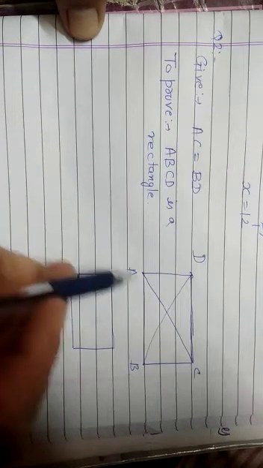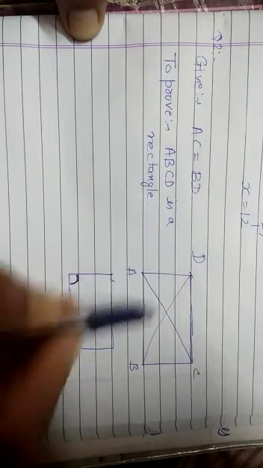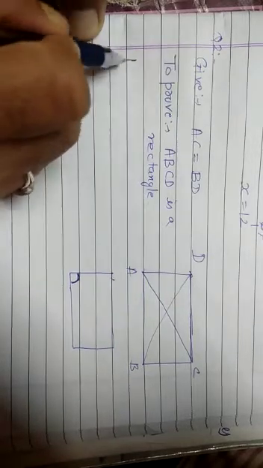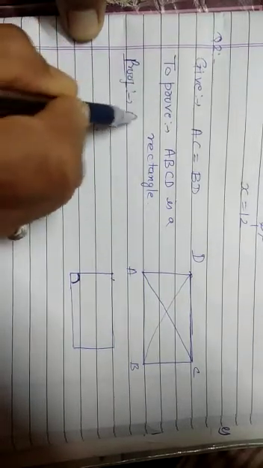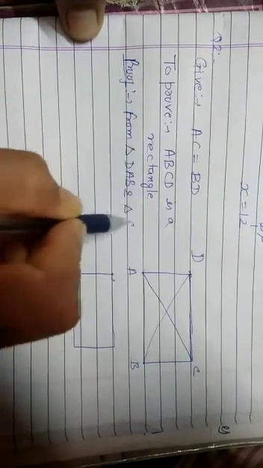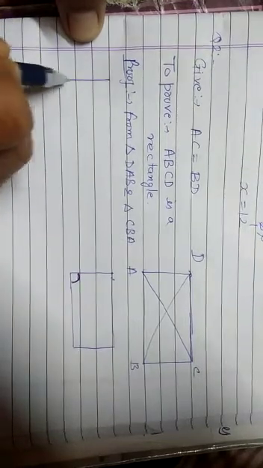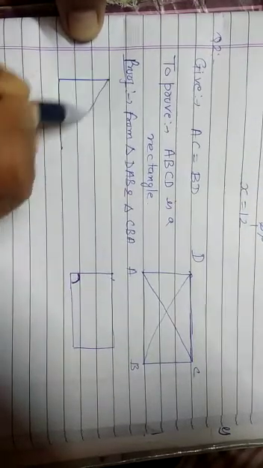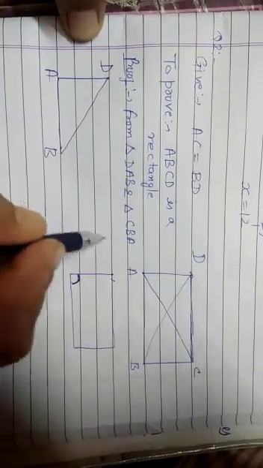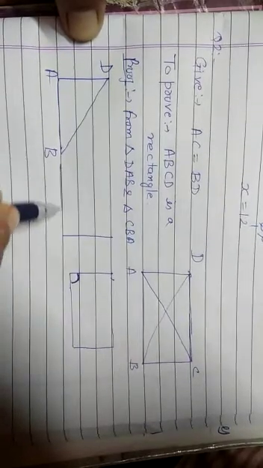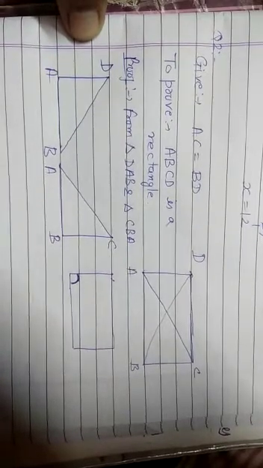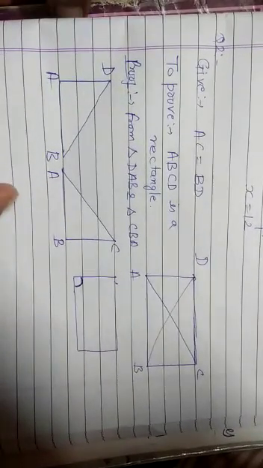So for this, I am taking these two triangles, triangle DAB and triangle CBA. I will prove these two triangles congruent.